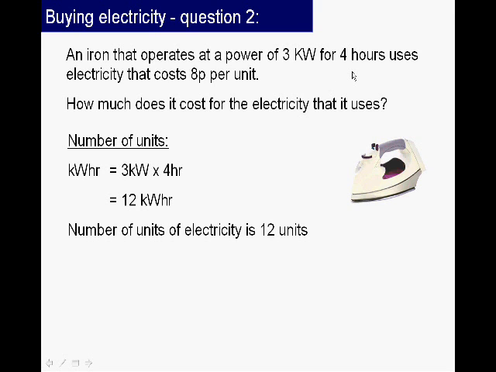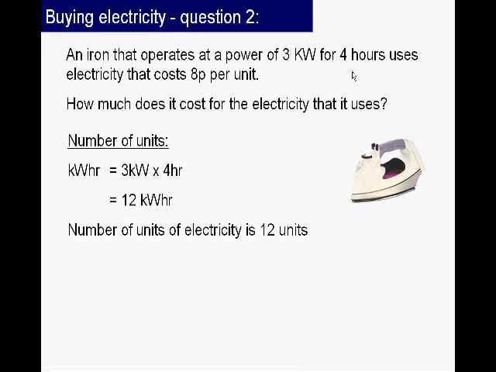Your time may not always be given to you in hours either. Your time may be given to you in minutes. So 30 minutes wouldn't be 0.3 hours, it would be 0.5 hours, it's half an hour. 15 minutes is a quarter of an hour. That would be 0.25 hours.